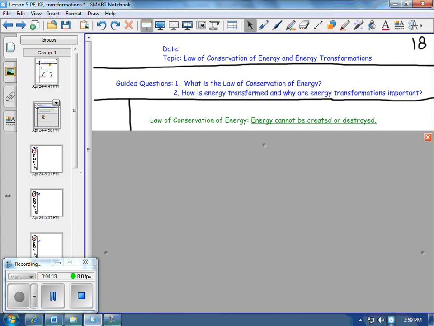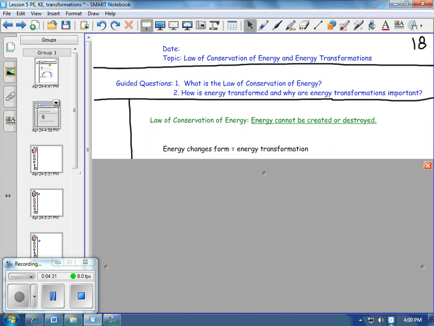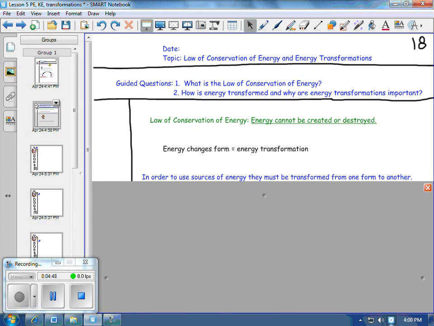First of all, here's the law of conservation of energy. Energy cannot be created or destroyed. But energy does change form. And when it changes form, we refer to this as an energy transformation. Energy can transform in order for us to use it.